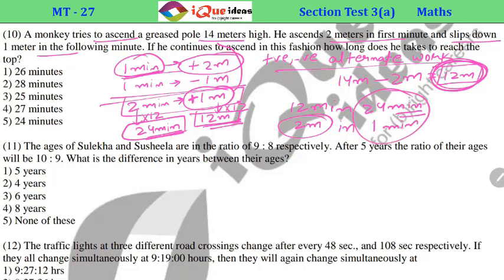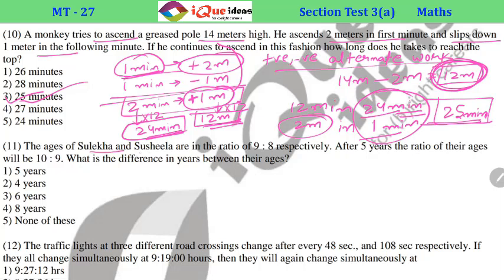So the total time taken by the monkey will be 24 plus 1, that is 25 minutes. Please refer to the theory lecture also. This was a very interesting point there also. So here it is 25 minutes, and the third option is the correct answer. This is the proper method of doing that question. Okay, now let's take up the next one.